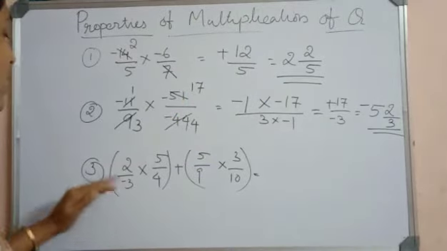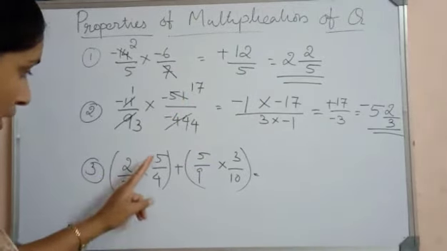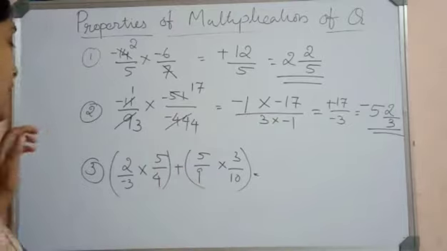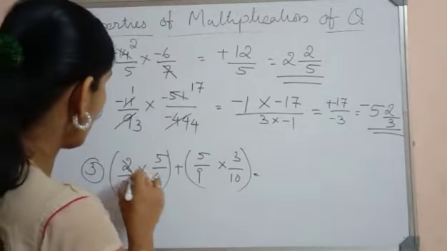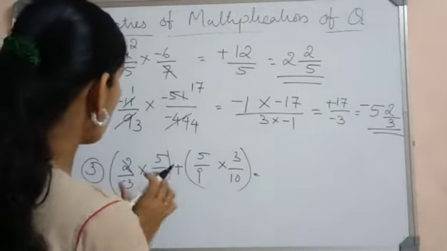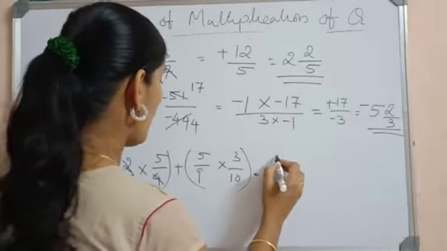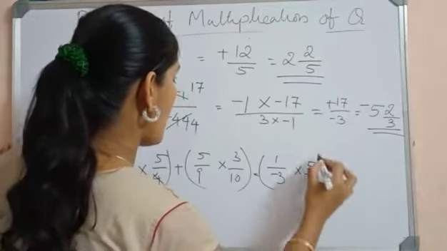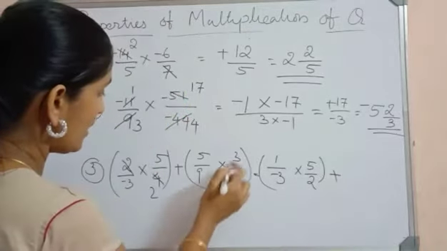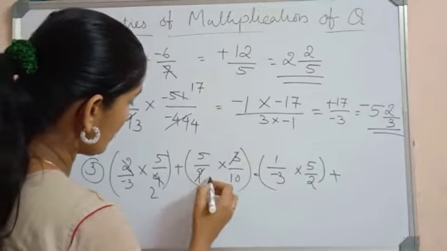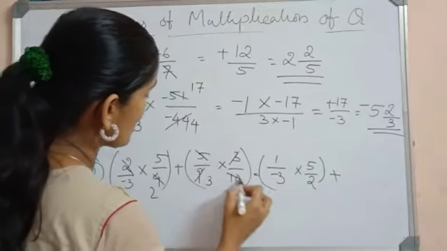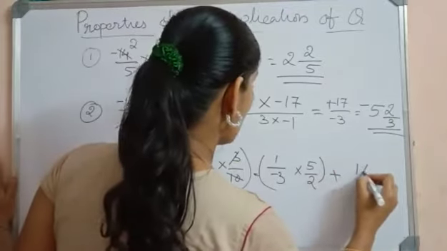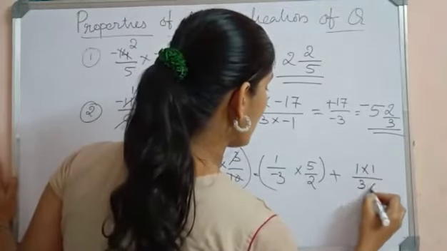Look at the next question, that is 2 by minus 3 into 5 by 4 plus 5 by 9 into 3 by 10. Let's simplify this. Here you will get this as 2, and in the first part you are getting your answer as 1 by minus 3 into 5 by 2 plus, in the second part you can cancel 3 with 9, your answer will be 3 here, and this is 2 5s are 10. So you will get this as 1 into 1 divided by 3 into 2.